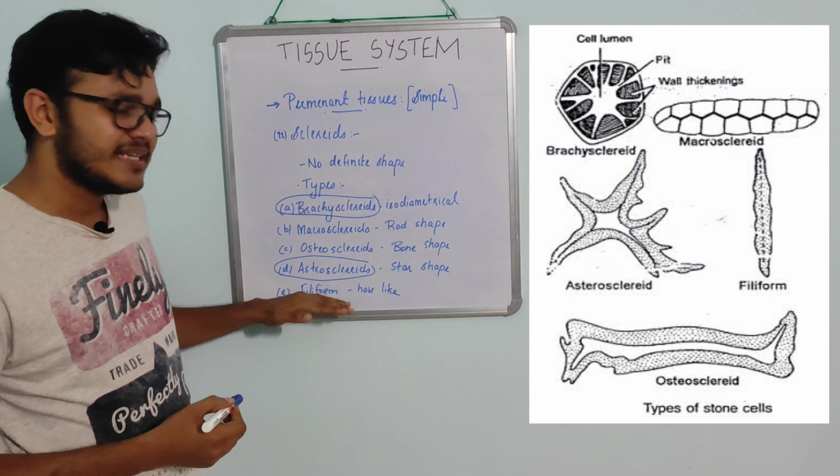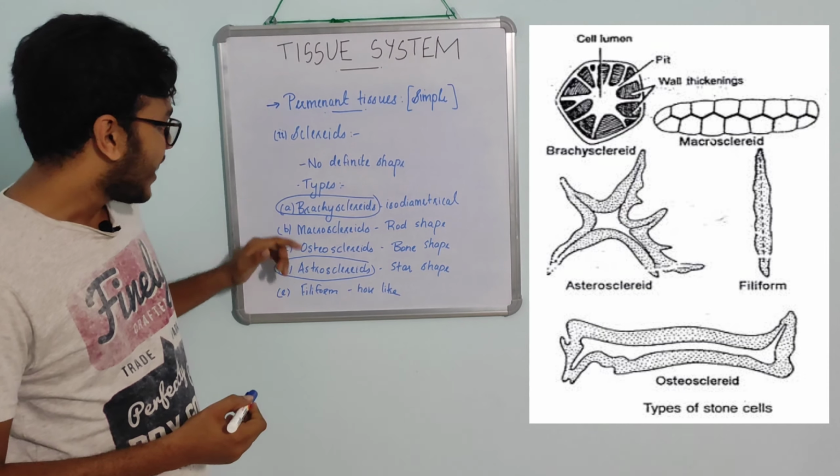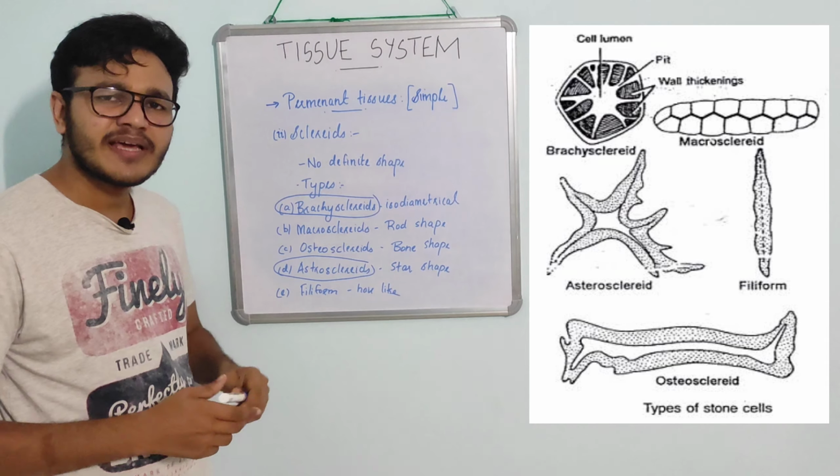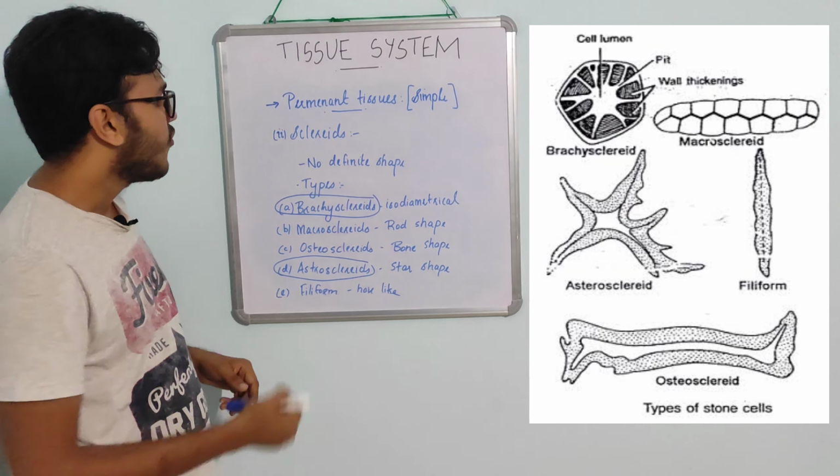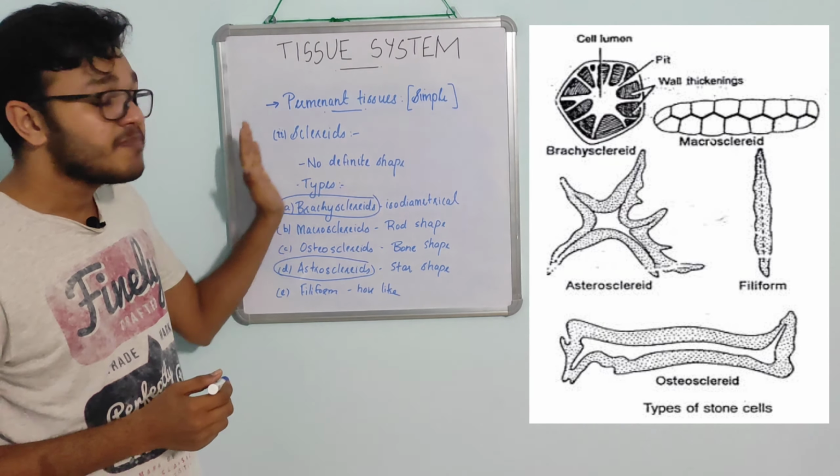And the last one, which is least important, that is filiform type of sclereids, and it is more like hair-like. So that's how we have to focus on simple permanent tissues.